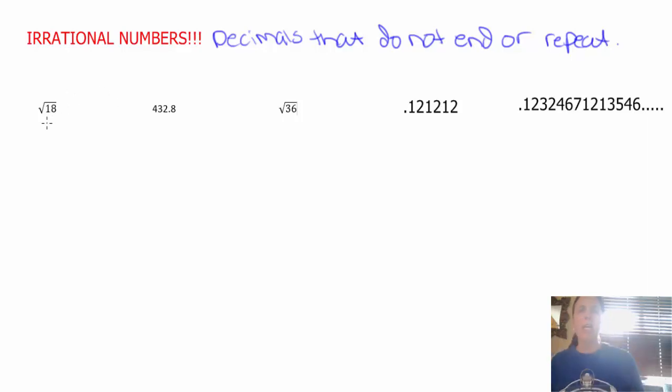Okay, so anytime you take the square root and it's not a perfect square, it's irrational. The square root of 18 is not a perfect square, so you would say this is irrational. I'm just going to put an I there, irrational. 432.8 ends, so that's rational. The square root of 36 is really 6, so that's rational. This is a pattern, 0.12, 0.12, let's say this is repeating. It just keeps going on. That's rational because it's repeating a pattern. This number right here that I made up is irrational because it doesn't have a pattern.